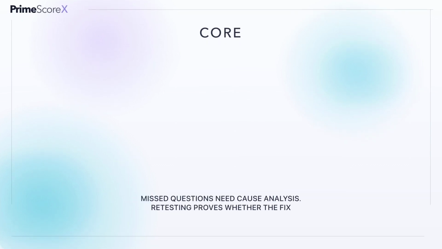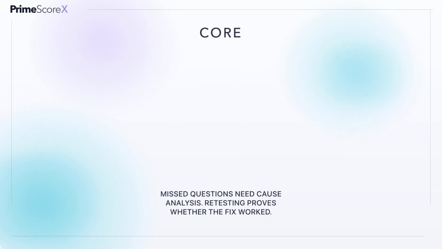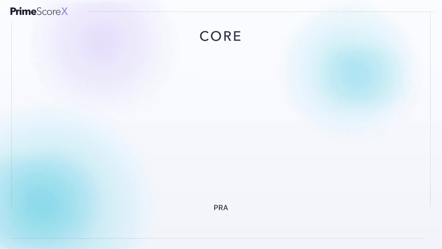The next layer is how the detail behaves inside the real exam experience. Missed questions need cause analysis. Retesting proves whether the fix worked. If you prepare only by reading notes, this part can still surprise you. If you train with the structure in mind, the same information becomes predictable and manageable.